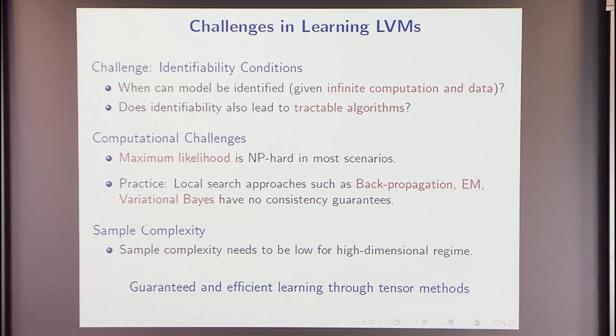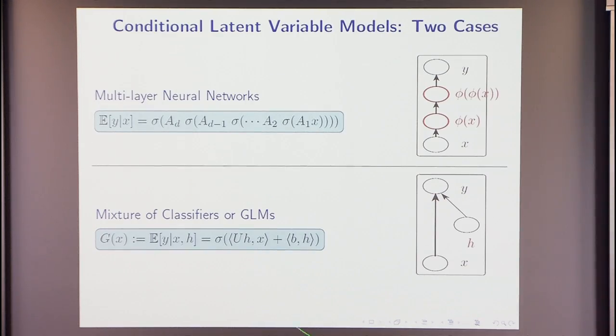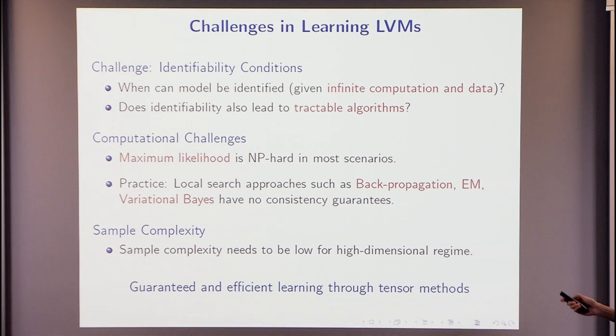And indeed, we also would like to worry about sample complexity because we are thinking of these models in high dimensions. So we'd like to have methods with low sample complexity, ideally some low order polynomial in the input dimension. And so we'll see how tensor methods can lead to guaranteed learning for this class of conditional latent variable models under some set of conditions. So we'll see what those are.